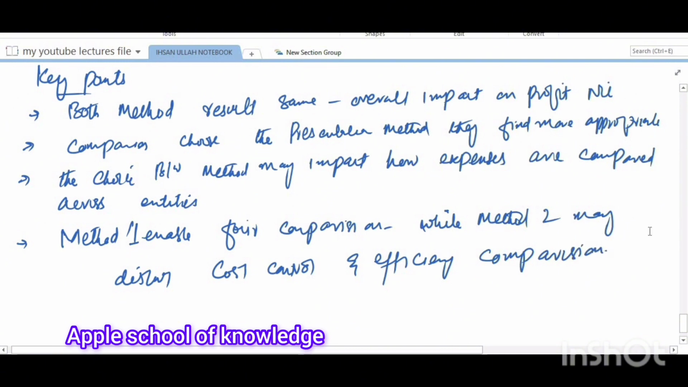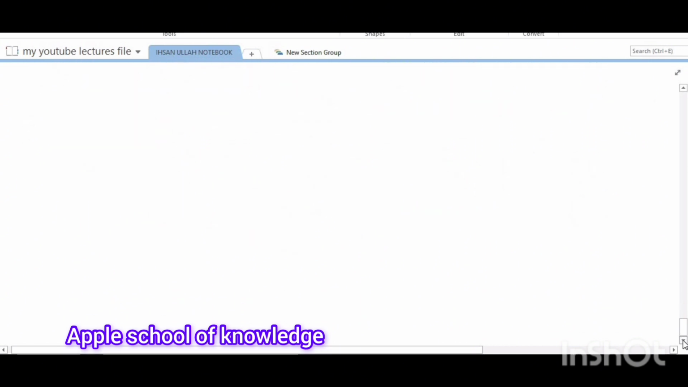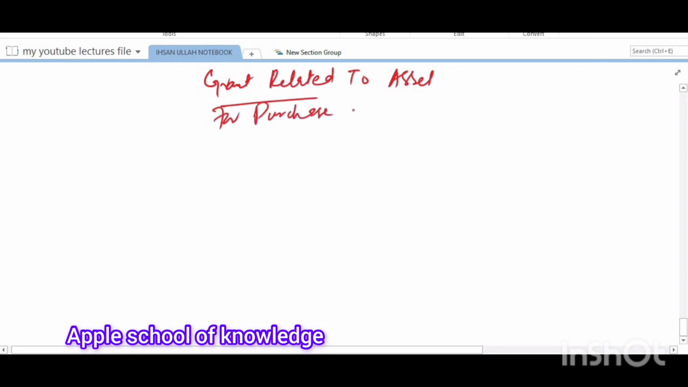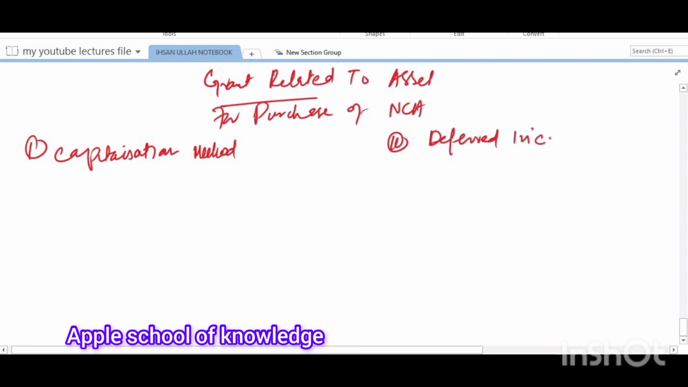We have to talk about the other grant, that is a grant related to the asset, and this is very important, very important. Here again you have, let's say, a grant for the purchase of non-current asset. Now you have two methods. The first method is the capitalization method, and the second one is the deferred income method. Clear?